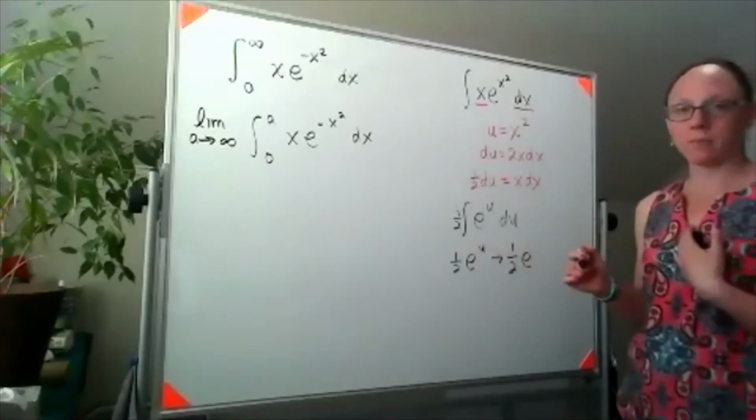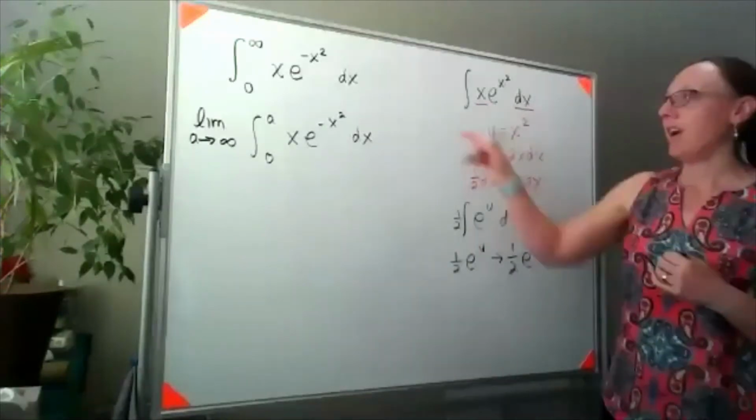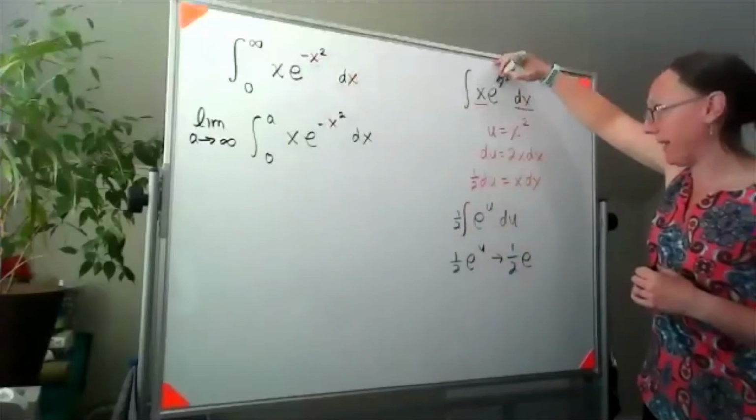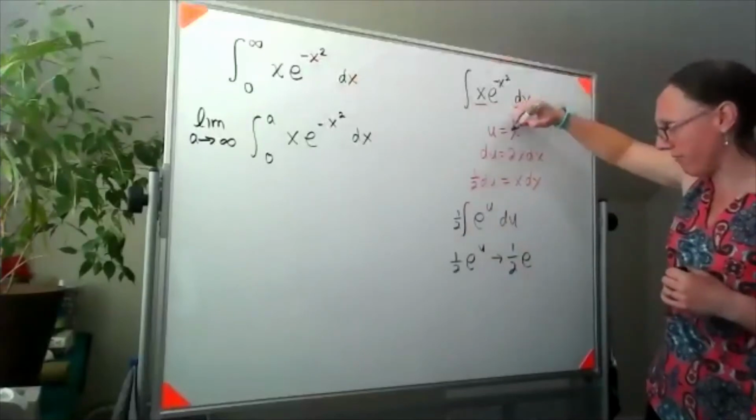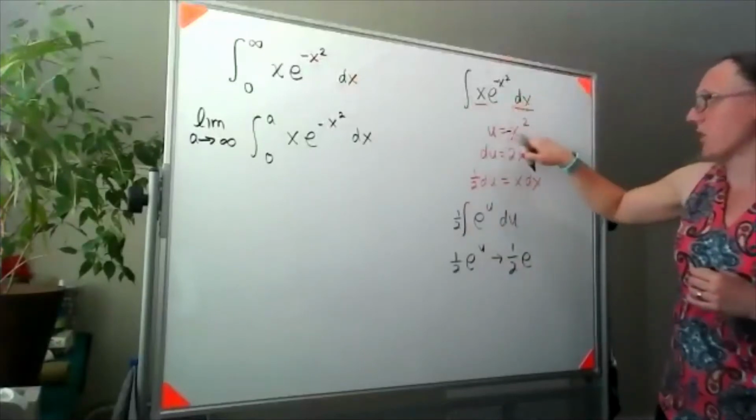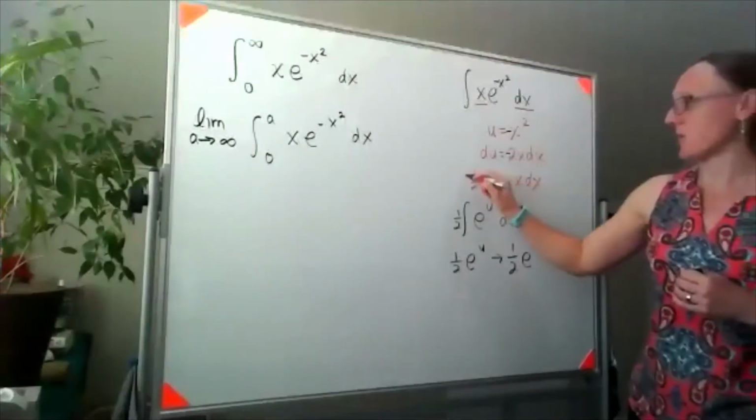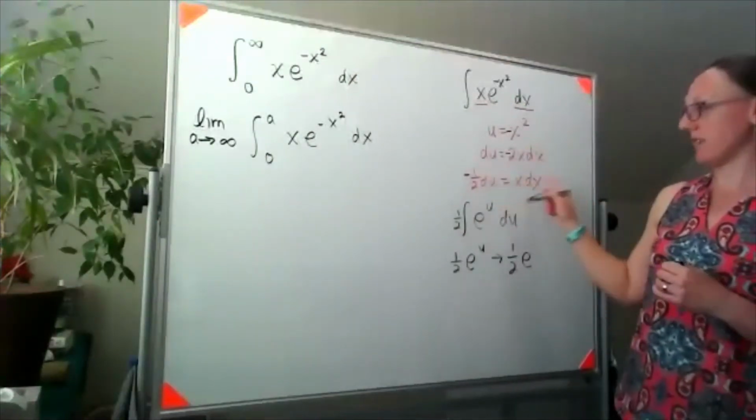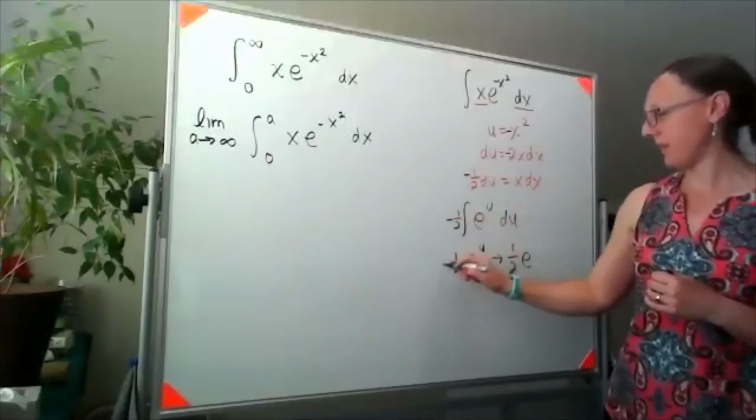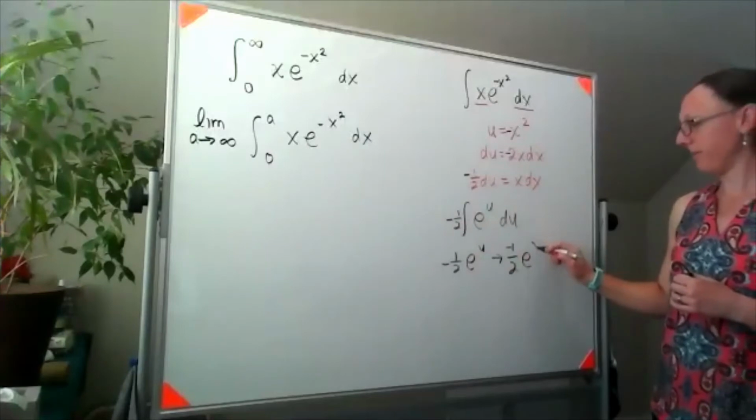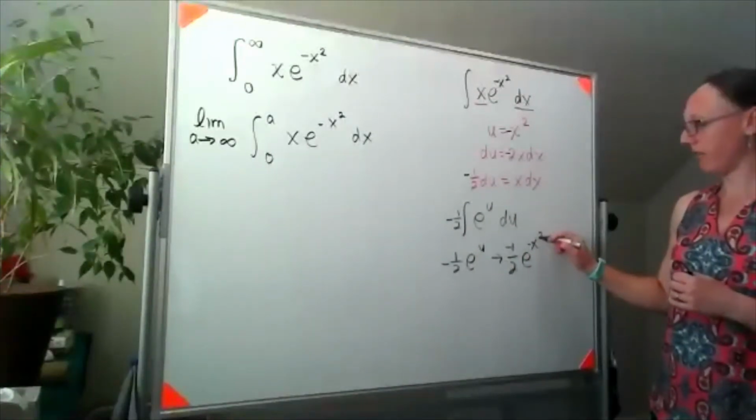Oh, I made a mistake. I wrote the problem as e to the negative x squared, and then when I put it over here, I forgot my negative. So let's go ahead and follow that negative sign through. So that would be a negative x squared, or a negative 2x dx, or a negative 1/2 du is equal to x dx. So I'm going to have negative 1/2 e to the negative x squared.